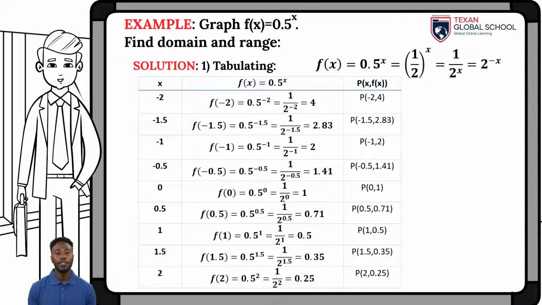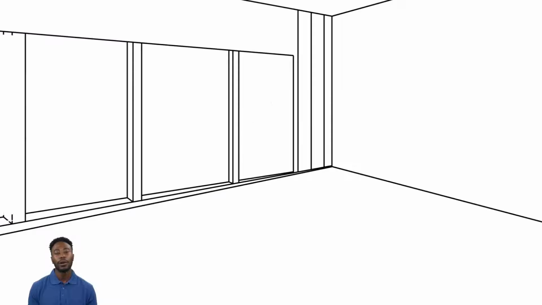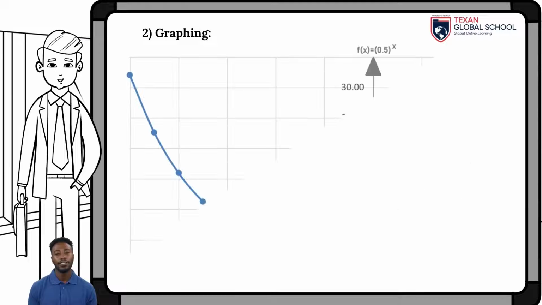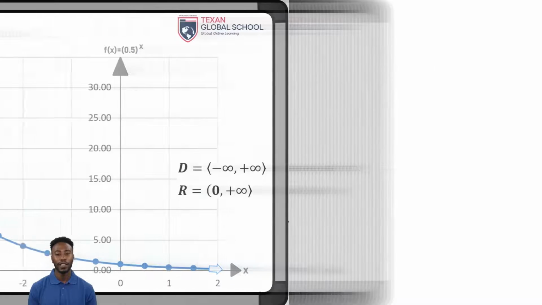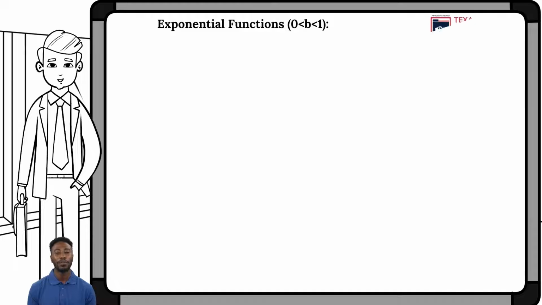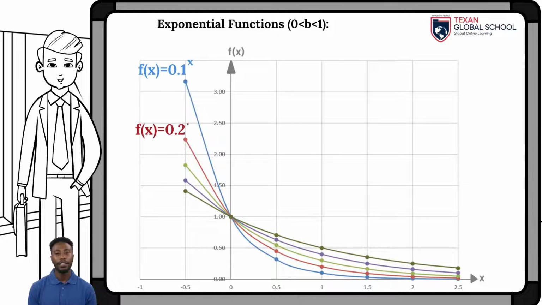So, f of -2, when substituted into the function, equals 4. Some values can be calculated directly, but others require a calculator. Once the tabulation is complete, we proceed to graph. We can see that the behavior of this exponential function is different from the previous ones, with an opposite direction but with the same domain and range. This other graph compares exponential functions with base b greater than 0 and less than 1. They all have a similar behavior assuming an exponent x.